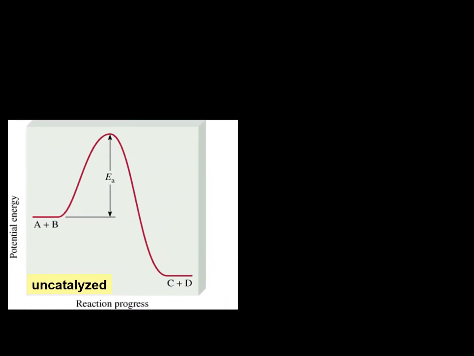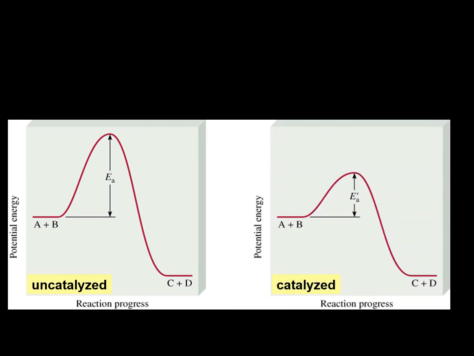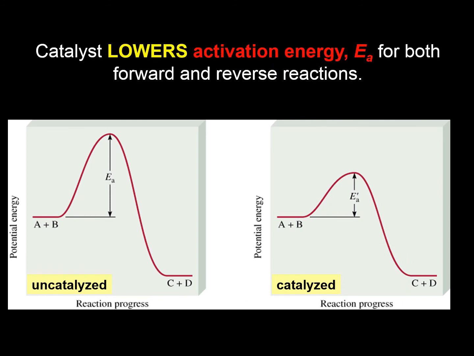This is the energy profile diagram for the uncatalyzed system. Just after the catalyst is added to the system, we can see that the activation energy becomes lower for both the forward and reverse reactions. This shows that the time taken for the reaction to form a product becomes faster, but it will not affect the equilibrium position.